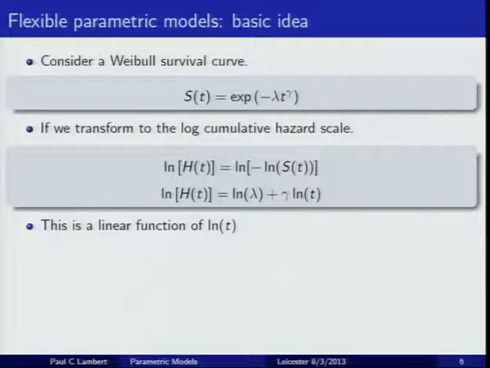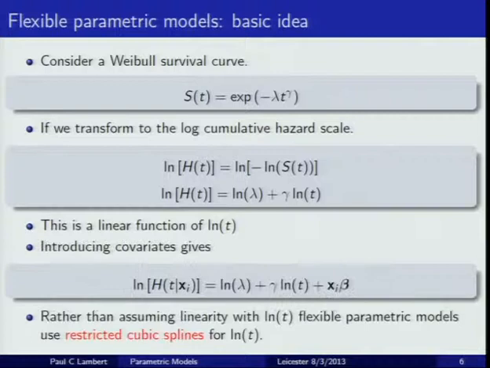We start with a Weibull survival curve. We transform to the log cumulative hazard scale. And on this scale, of course, it becomes a linear function of log time. So in undergraduate courses, students sometimes plot this transformed survival and try to estimate what lambda and gamma would be. And the basic idea behind the flexible parametric models is that we relax this assumption of linearity by using some sort of spline function. And the function we find tends to work most easily is restricted cubic splines. And these are splines which are forced to be linear before the first and beyond the final knot.